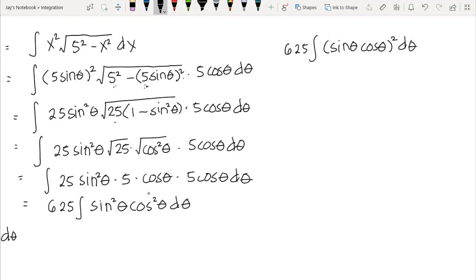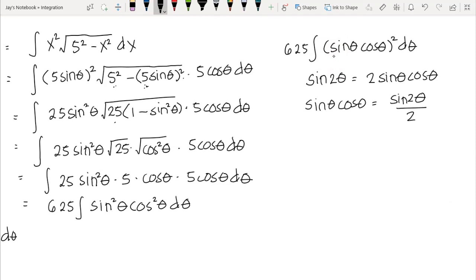Now from our trigonometric identity, we have sine of 2 theta is equal to 2 sine theta cosine theta. So this is from your trigonometric identity. Since we do not have 2 in this form, we can say sine theta cosine theta is equal to sine 2 theta over 2. Correct? So we can substitute sine 2 theta over 2 in this form.